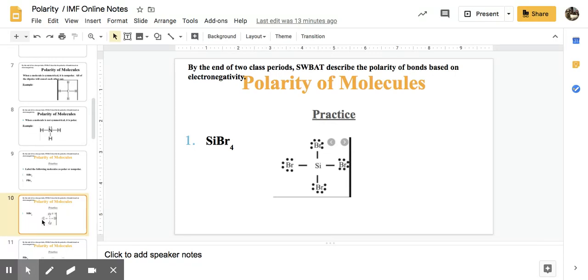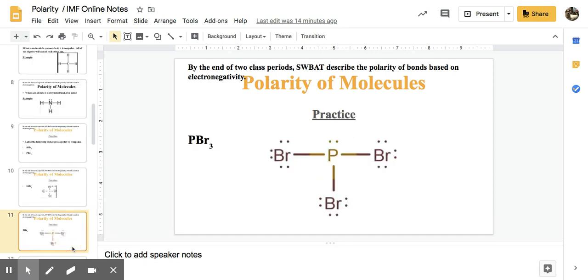So here's SiBr4. Ignore these little arrows up here. I just screenshotted this from a website. So this is the same on all sides, so it is going to be nonpolar, SiBr4. And this is PBr3. So just like NH3 before, it is going to be polar because there's not anything up here canceling what we have on the bottom.